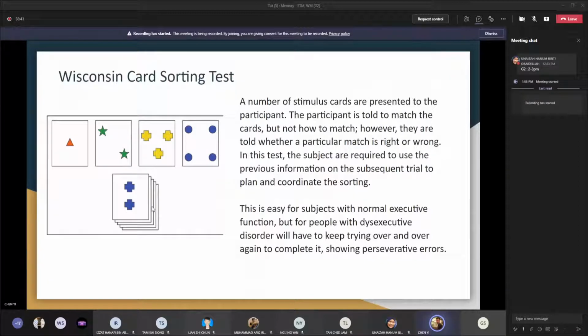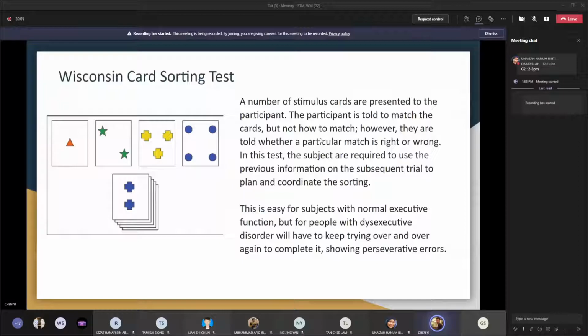So throughout the process, you are actually undergoing planning and coordination by making use of past experience, because the first time you are matching it with the numbers, the second time you are matching it with the pattern, and lastly you know it's color. Throughout the process, the central executive is taking part in the planning and coordination. And for most of us, it's actually easy to do this kind of matching.